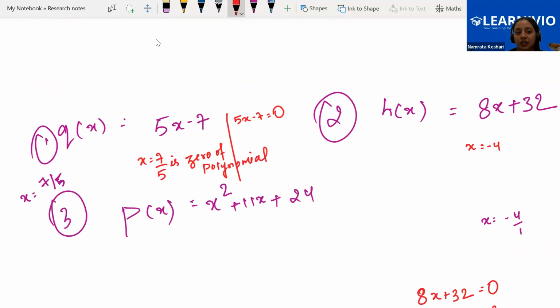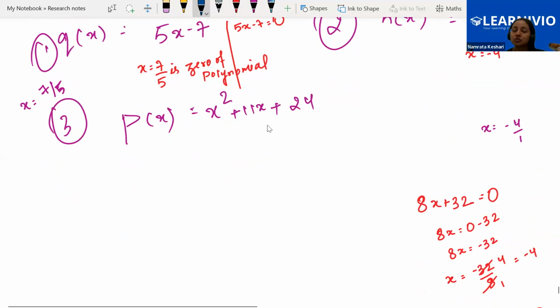Yes, Gungun, it was correct. Perfect. Okay, let's continue. Now the question is how to find the 0 of this polynomial.